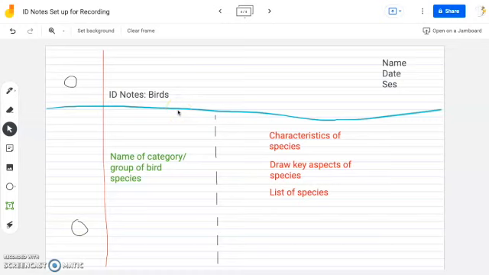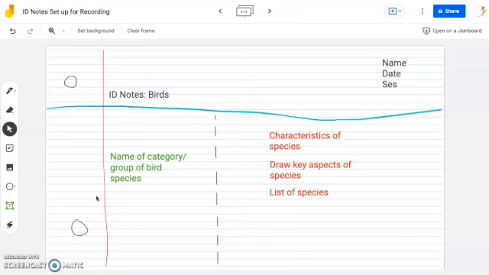Here is my notebook set up for my birds. I have ID Notes Birds in the top left corner. On the top right, I've got my name, date, and session. I'm going to fold my paper in Cornell style, so slightly left of center on my paper.